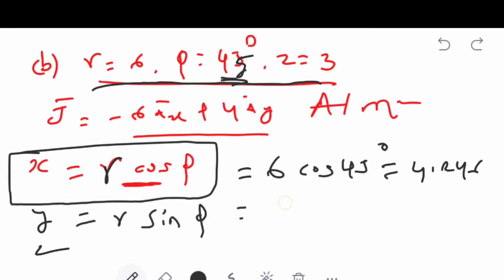Y equal to r sin phi, 6 sin 45 degrees, that equals 4.2426. Again the same answer will come because sin 45 equal to cos 45. And z equal to 3.